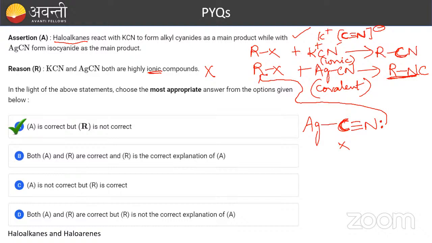Can you able to understand this? Shall we go for the next?